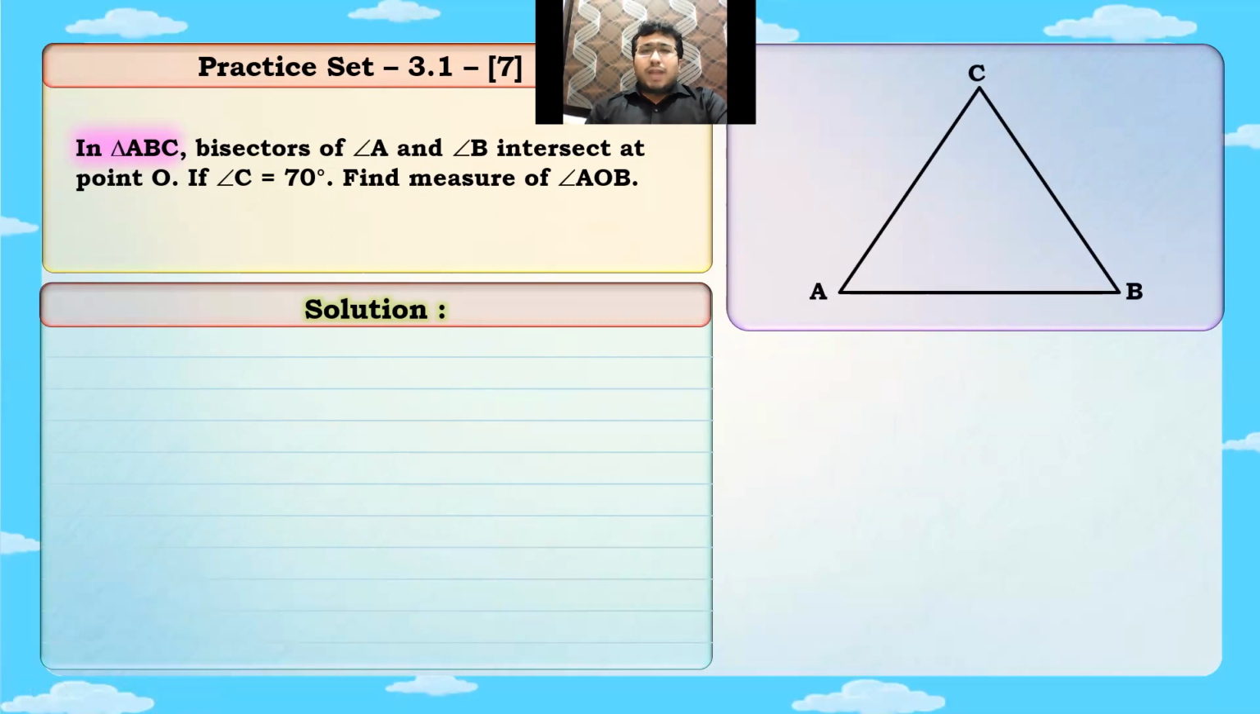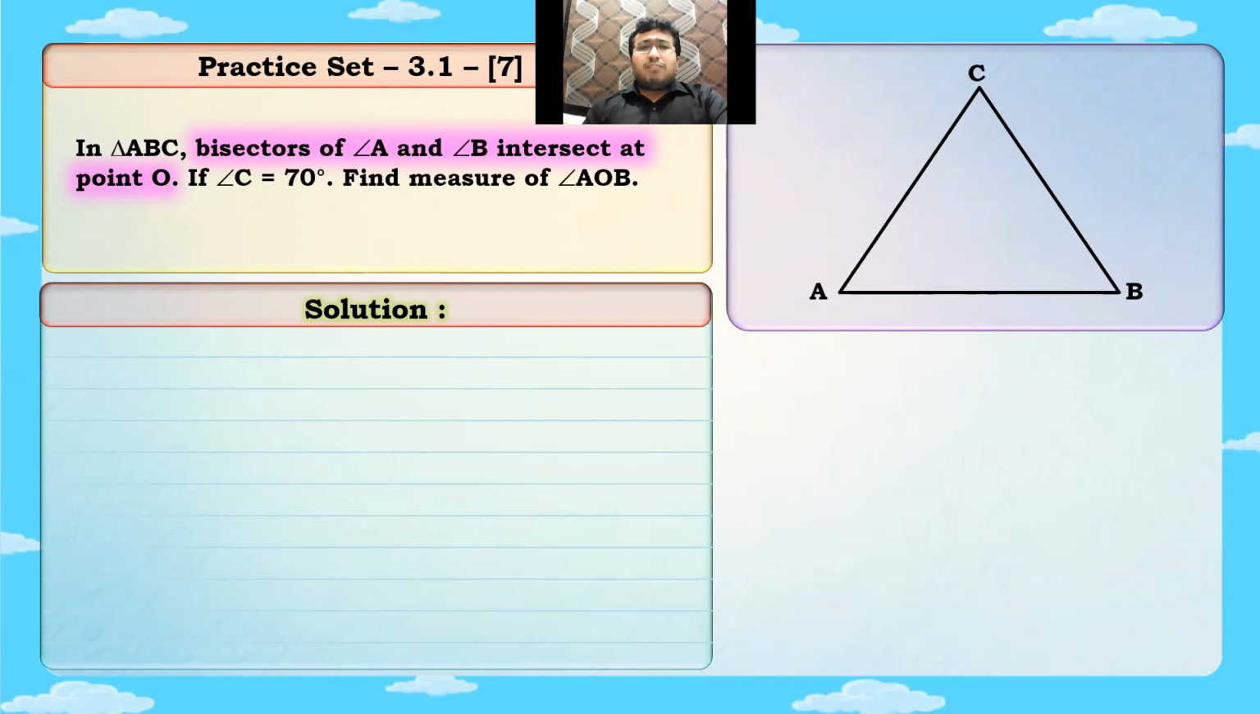It says in triangle ABC. So I have triangle ABC. Bisector of angle A and angle B intersect at point O. Student, what do you mean by bisector of an angle? Yes, it is same as angle bisector. What does angle bisector do, students? Angle bisector divides a particular angle into two equal parts.